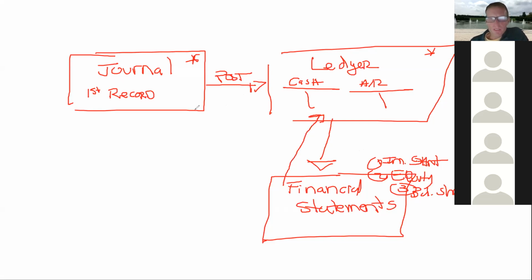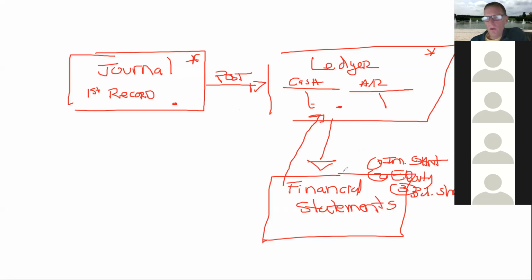So my focus in chapter 4 was not necessarily the financial statements. I wanted to make sure you got this concept down of what is a general journal and what is a ledger, because they're two different things, but they're related. The journal is where you start, and then you post it to the ledger. It's from the ledger that you prepare the financial statements.